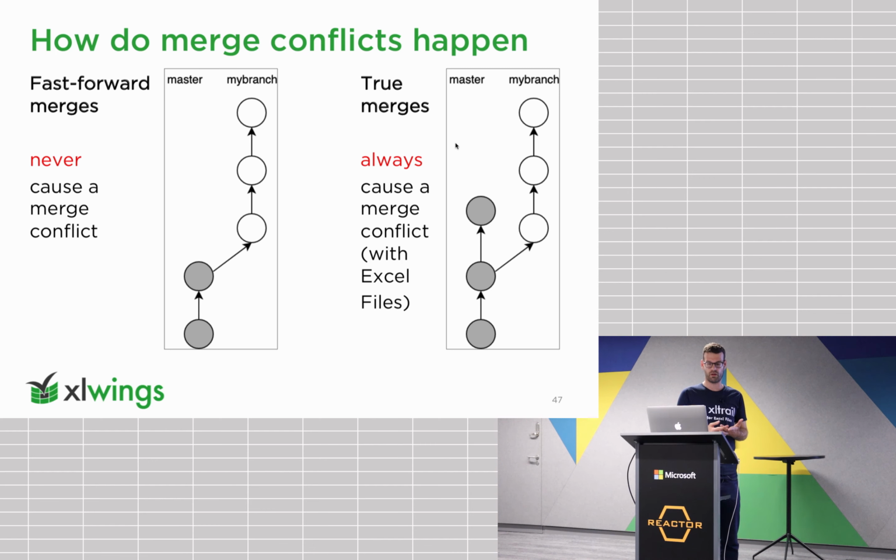So long story short, for Excel files, whenever you have a divergent branch between the two that you are trying to merge, whenever master, let's say, is ahead of the branch at the moment you try to merge back, then you will absolutely always get a merge conflict. Only in that situation on the left, when you are doing a fast forward, is everything going to be fine.